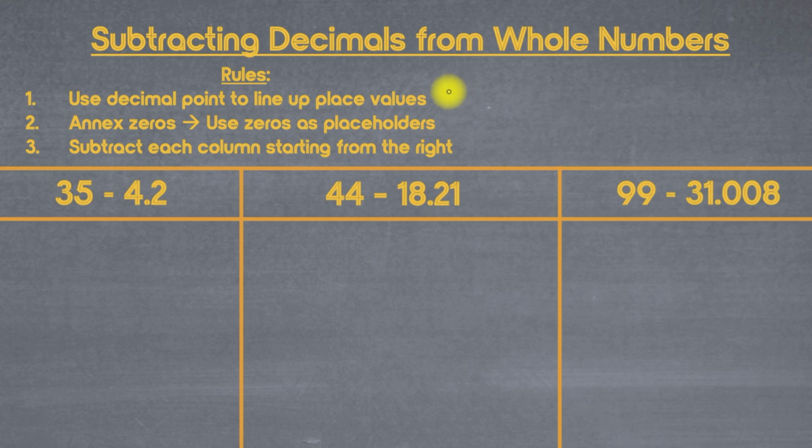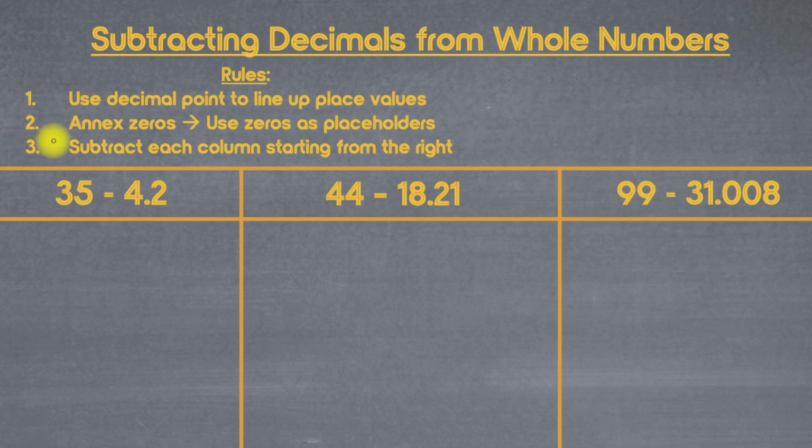Now, this is probably one of the trickier lessons when it comes to subtracting with decimals, and the reason why is when it comes to whole numbers, there's a lot of borrowing, or also called regrouping, involved. So let's go through each of the rules. Number 1 says to make sure we use a decimal point to line up our place values. Very important. You need to make sure that you have one number on top of the other number. If you have 2 digits in one column, that's a sign that you might have done something wrong.